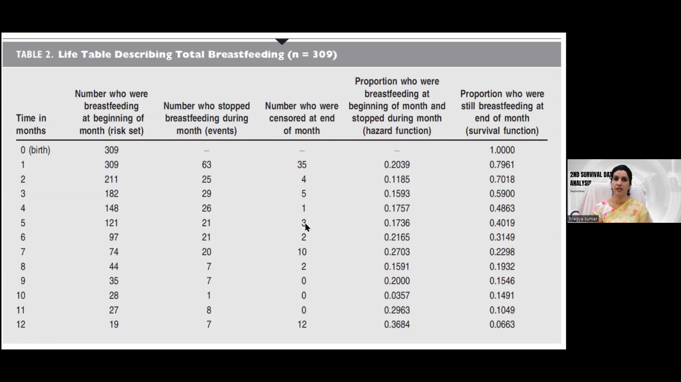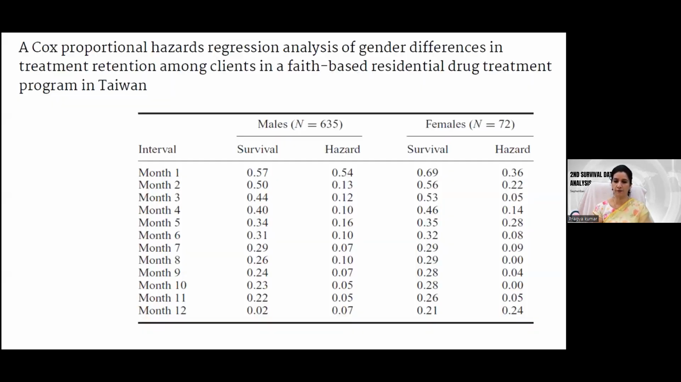So they have given the censored data also. And then the proportion who were breastfeeding at the beginning of the month and stopped during the month. This is the hazard function, which I was discussing, the hazard rate, that column. And they have also given you the proportion who were still breastfeeding at the end of the month. This is the survival function. This is again cumulative. So by this, you can see that there were 0.66. If you multiply this by 100, 66% of the people at the end of the 12 months were still breastfeeding their child. So this is one way of presentation.